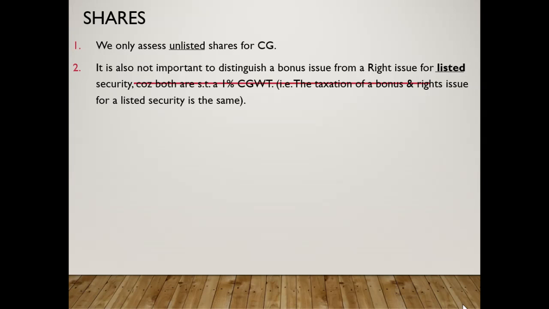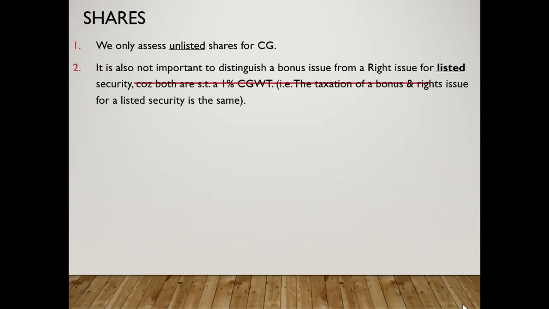So it is also not important to distinguish a bonus issue from a rights issue for listed securities, because they are subject to a 1% capital gains withholding tax. That is, taxation of bonus and rights issues for listed securities is the same. For other shares, a rights issue is just treated as an improvement. We know how we treat improvements, isn't it? We also claim inflation allowance, exactly as we do when accounting for improvements. But a bonus issue is a little bit different. We have to calculate the new cost, and we'll see that in the next slides.